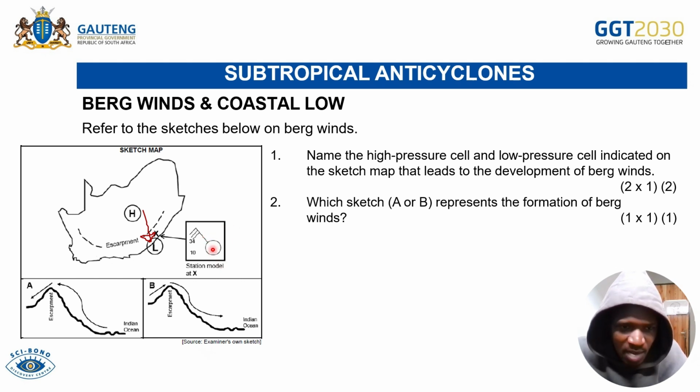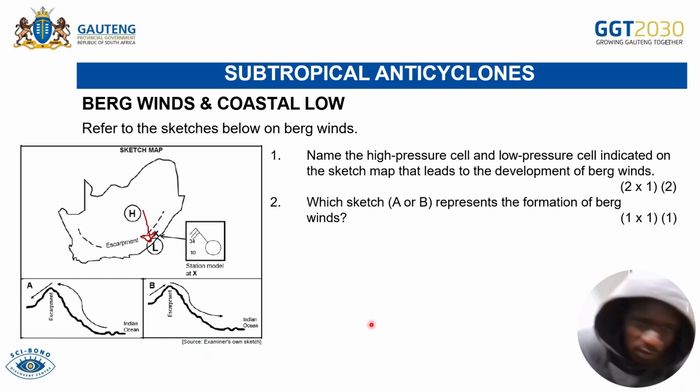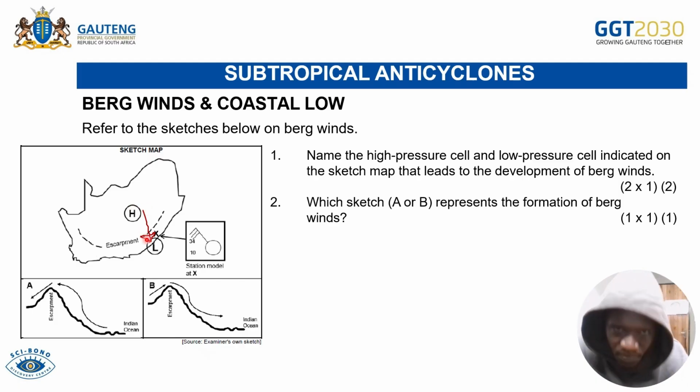It is cloudless. But if you look at the wind speed, it is 10, 20, 30 knots. These are strong, gusty winds. They are moving very fast, but as you can see, there's clear skies, no rainfall. Look at the temperatures. The air temperature is 34 degrees Celsius. There's high temperature. Remember, they are warm but dry. They are hot, dry winds which blow from the Kalahari High towards the coastal low.